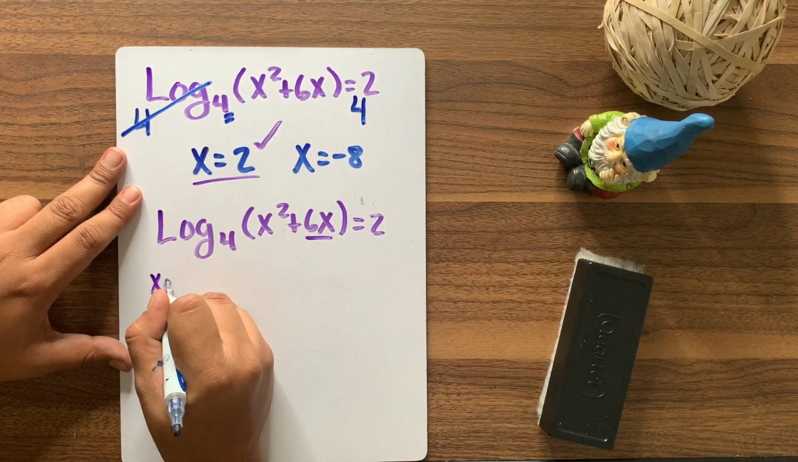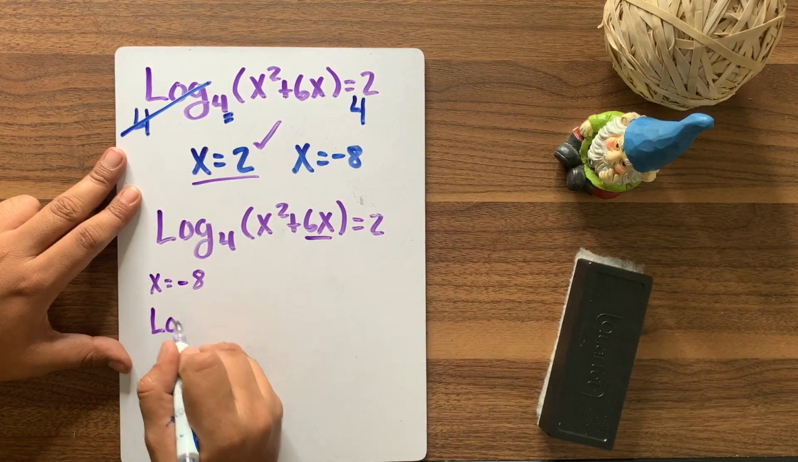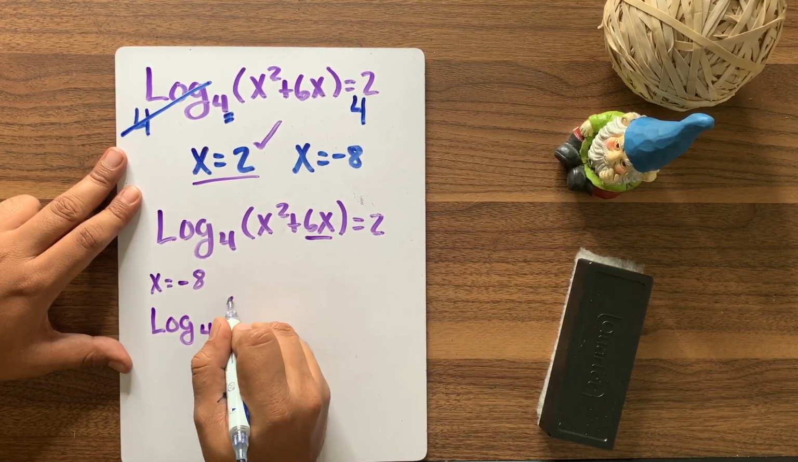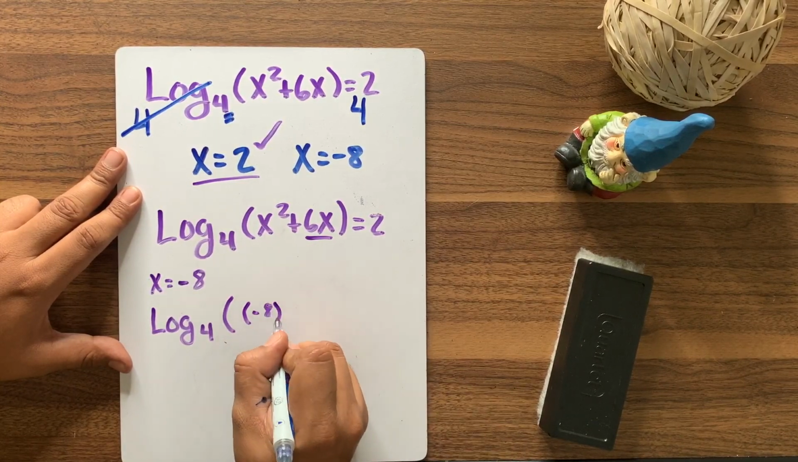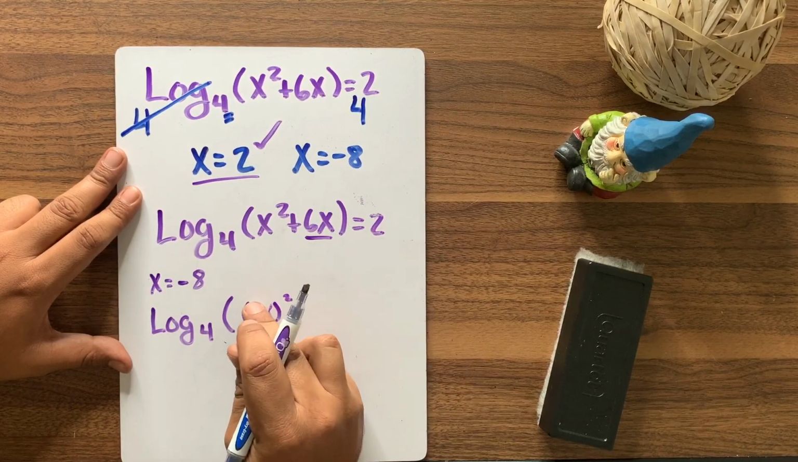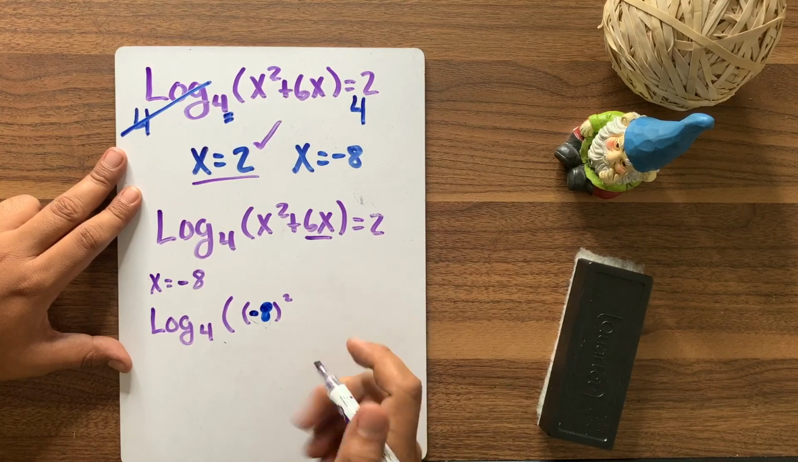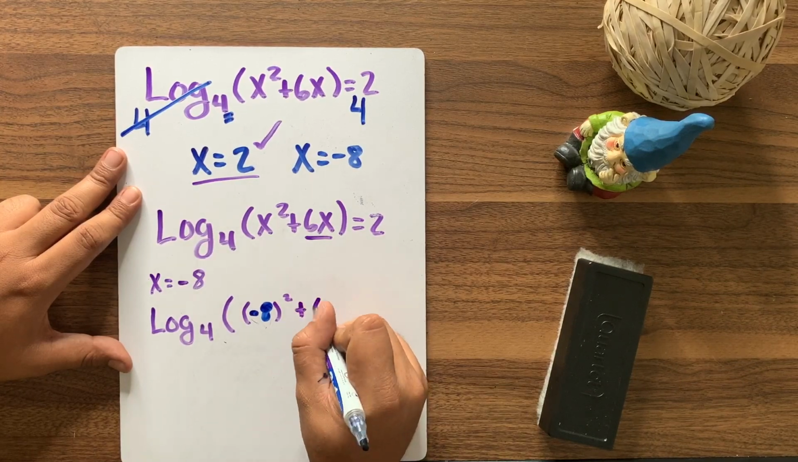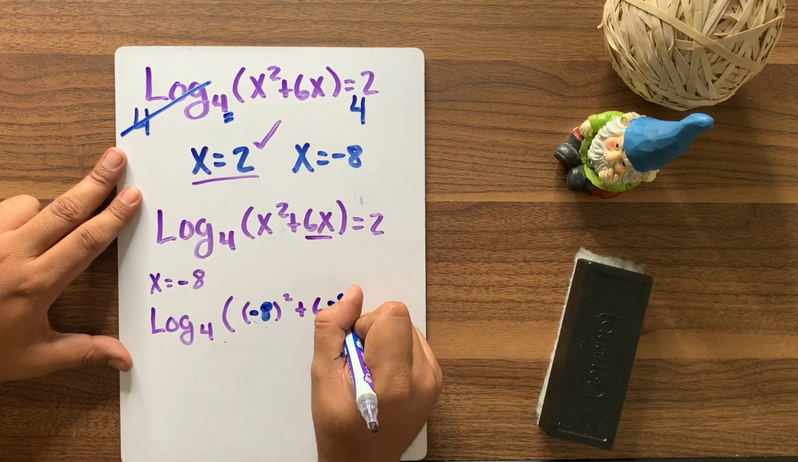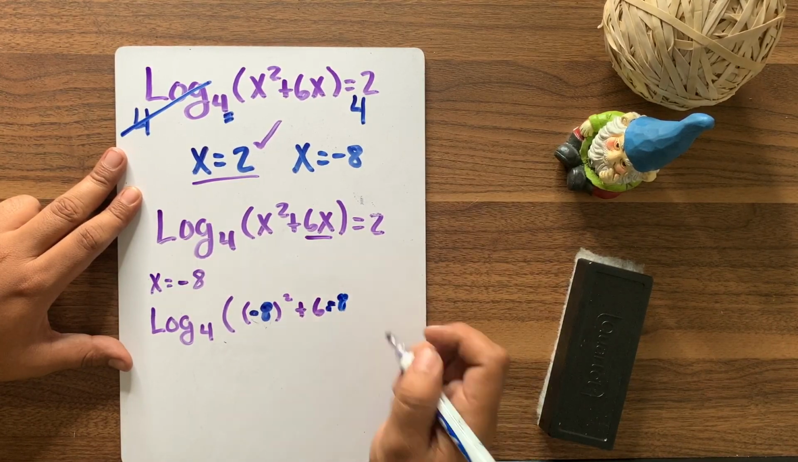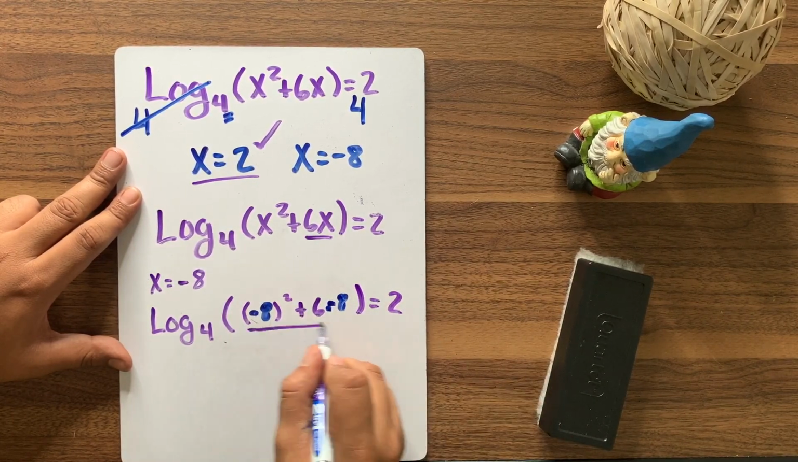Now we had to do the same thing for the -8. We're gonna plug it in. So log base 4, and to be honest, I only should worry about the inside of the log. So it's -8 squared plus 6 times -8 equals 2. So I'm only going to worry about the inside.